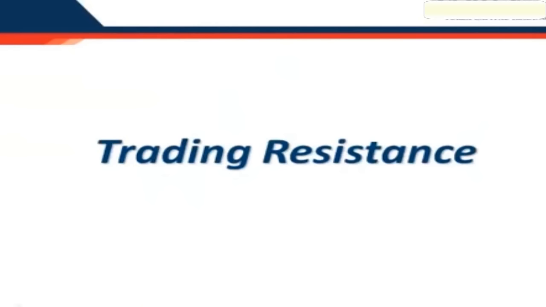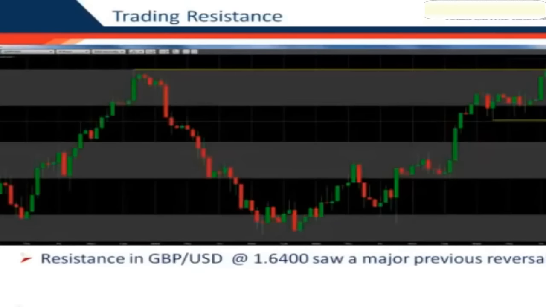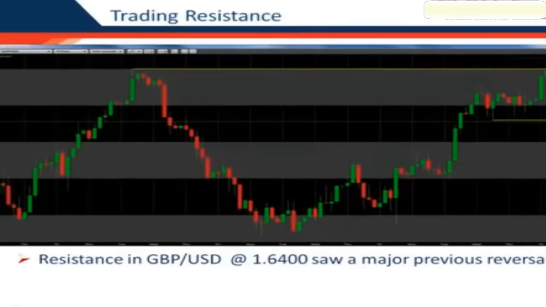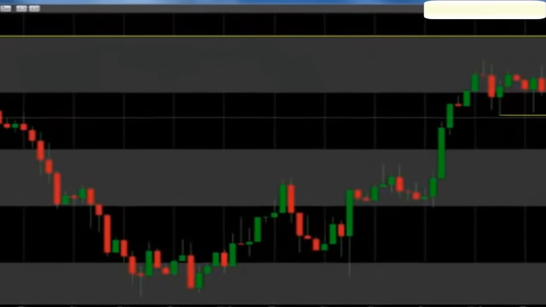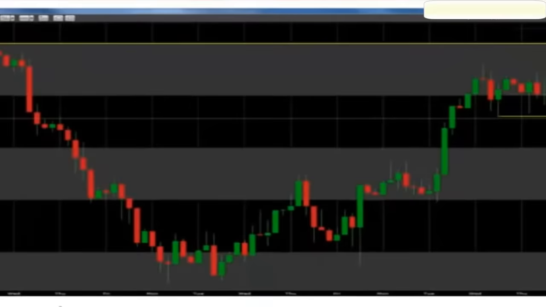Now let's have a look at trading resistance, and again, keep it simple. As can be seen in the chart above, the sterling had a major recent high around 164 the figure, where a previous reversal was very strong. So as a trader, you can make the assumption that these levels are going to reverse again, because previously there was selling interest there in the past, so you can assume that it's going to be there again.